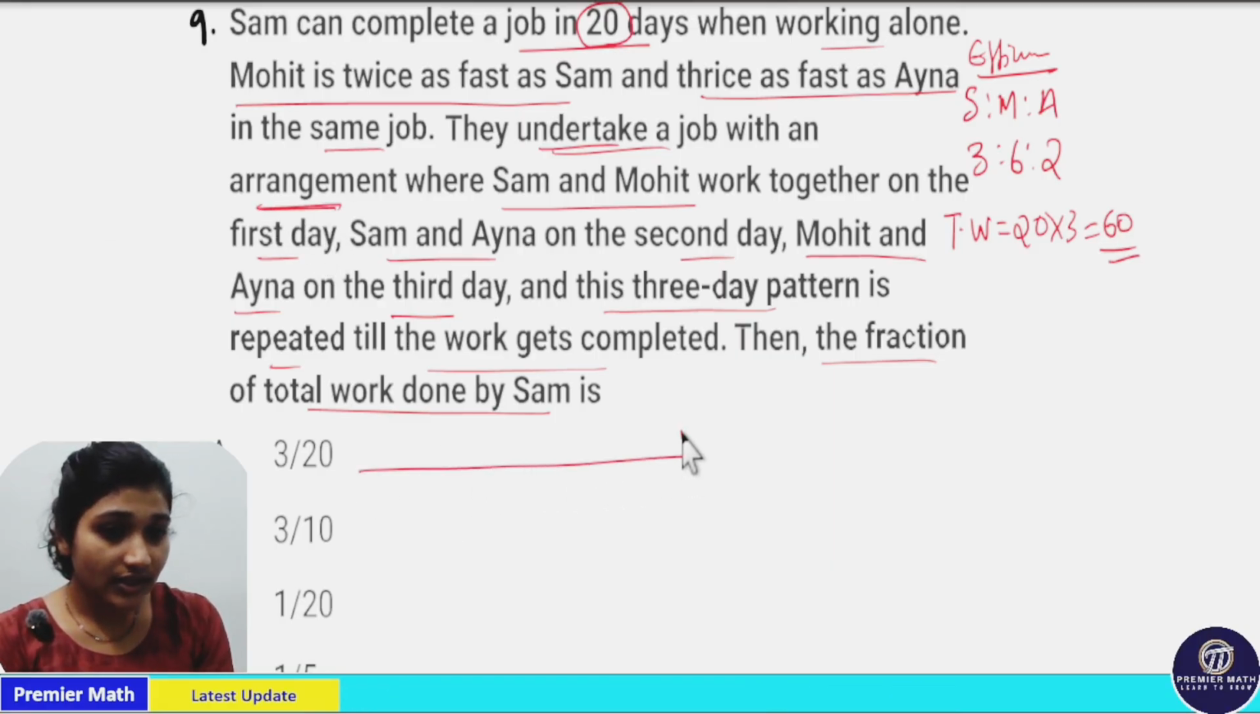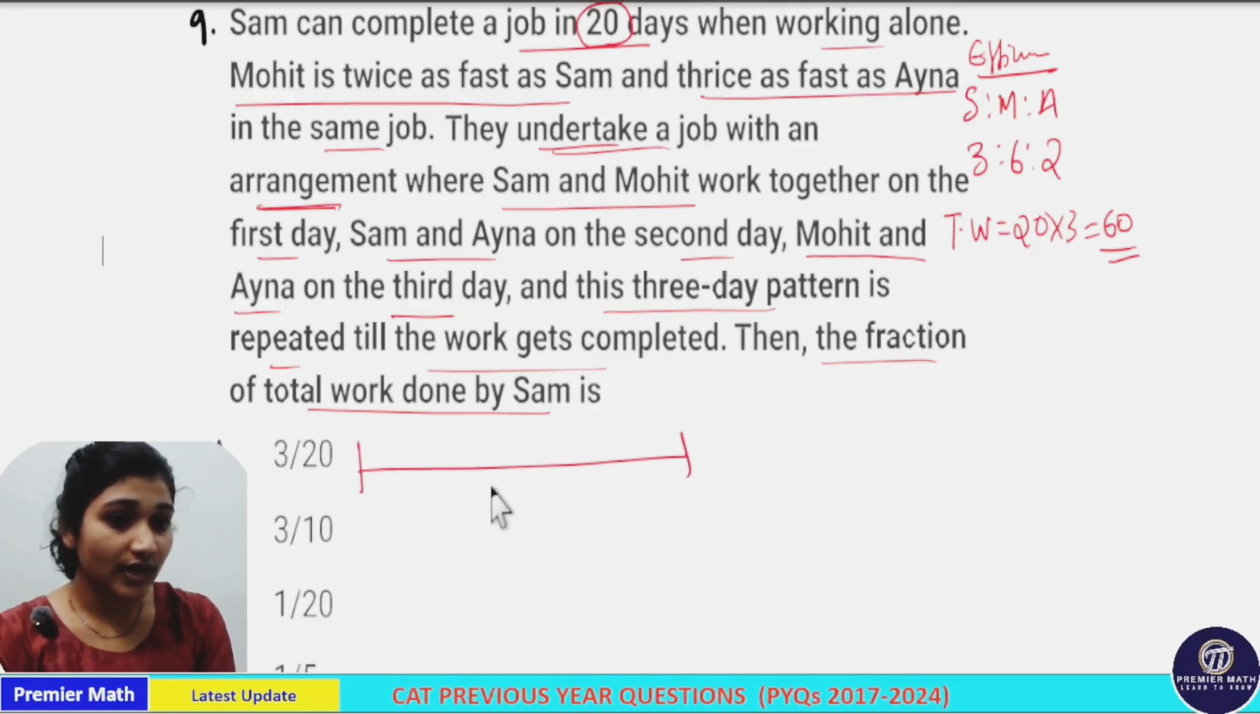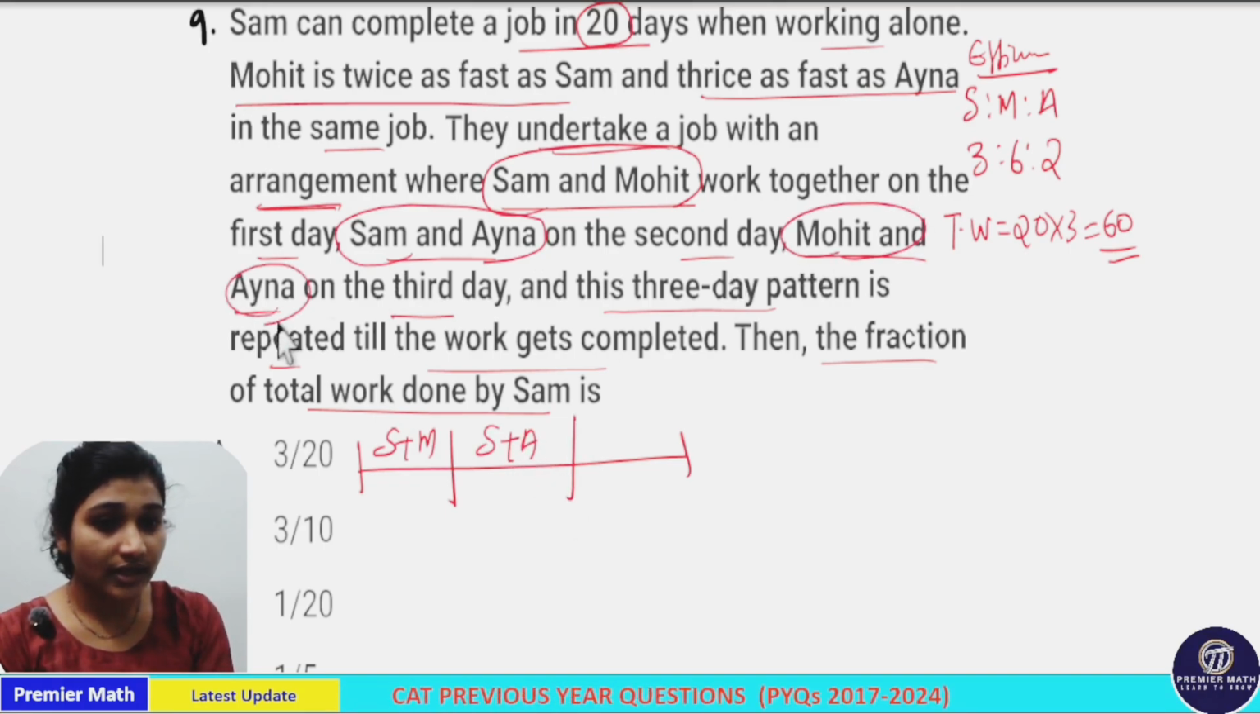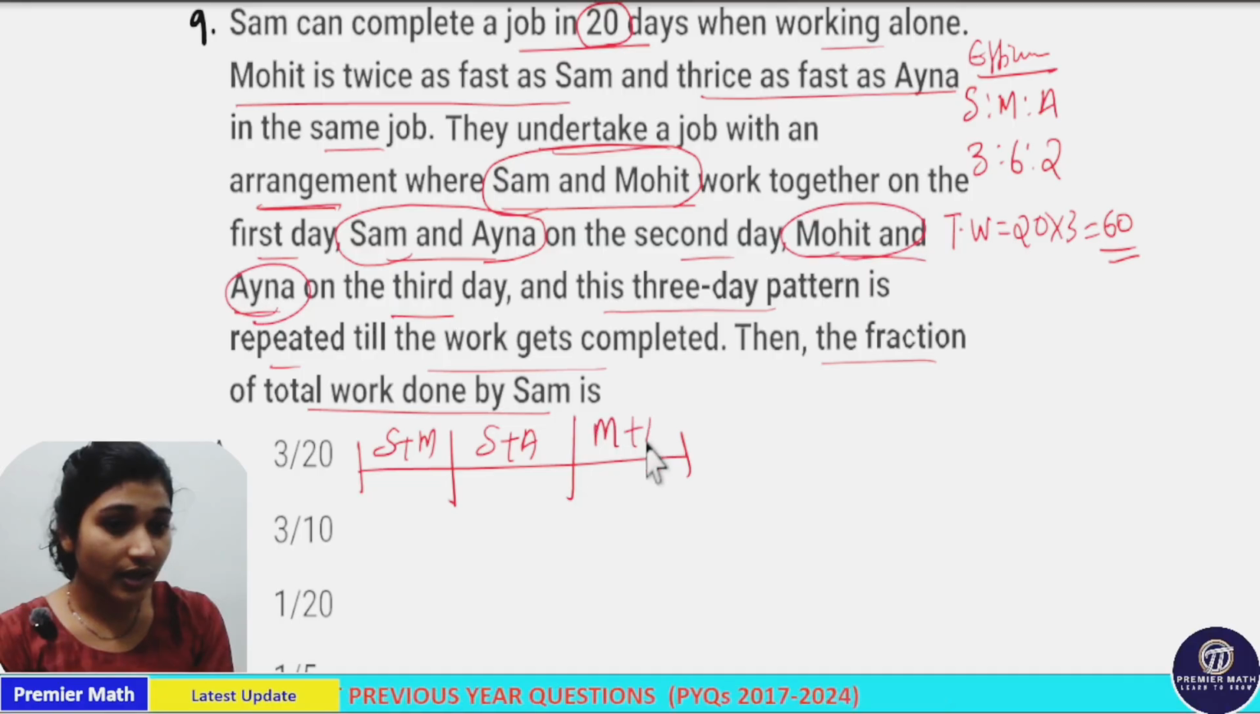In this arrangement, a 3-day cycle repeats till the work gets completed. On the first day, Sam and Mohit will work. On the second day, Sam and Aina will work. And on the third day, Mohit and Aina will work.